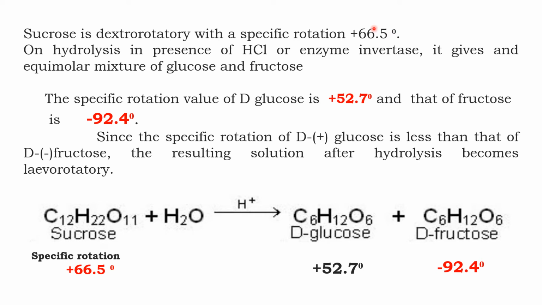But when it gets converted to glucose and fructose, the fructose is dominating over glucose. This is the reason for the specific rotation. See here, 66.5 degree changes to 52.7 and minus 92. So this part becomes predominantly negative. That is why this resulting solution becomes levorotatory.